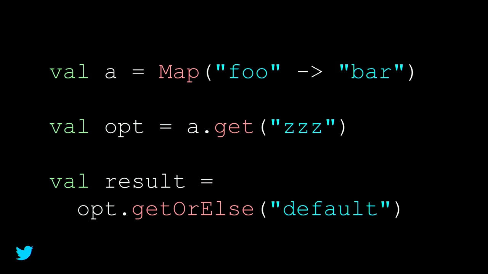So we get a key. So here, let's say we have the map of foo to bar for in A. Then we get the option, which is the get of the ZZZ from the map, which doesn't exist. You know it's not there. But in the code, you don't know that's the case.